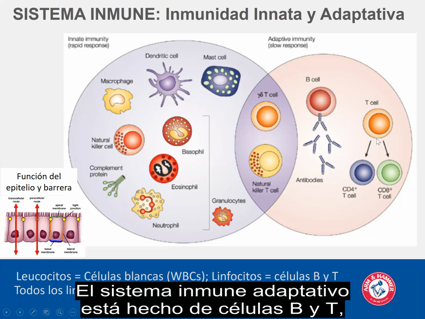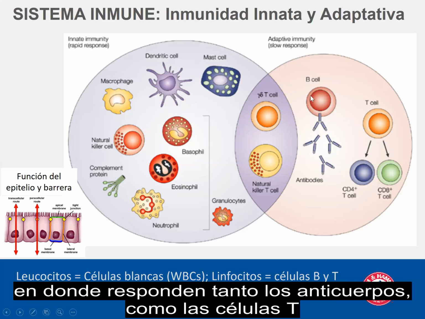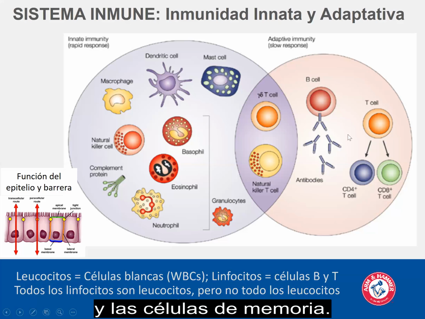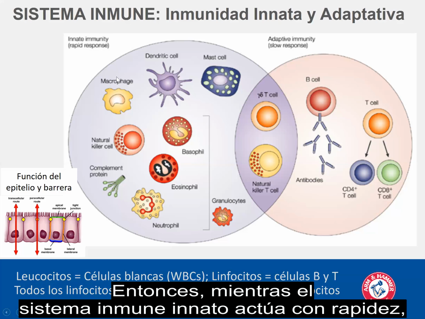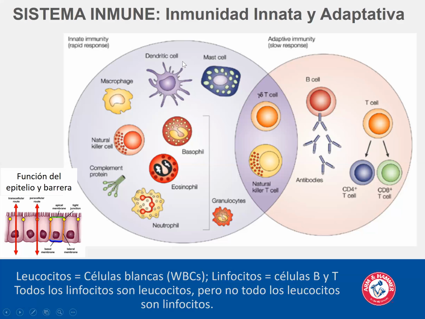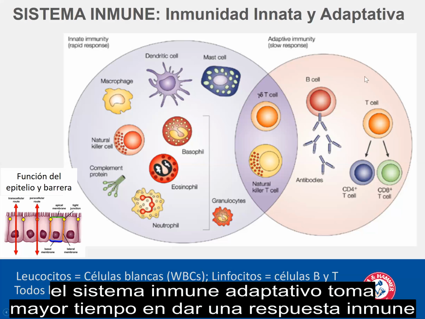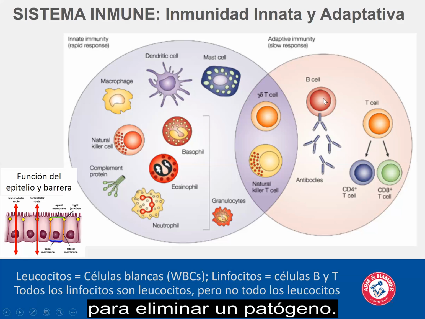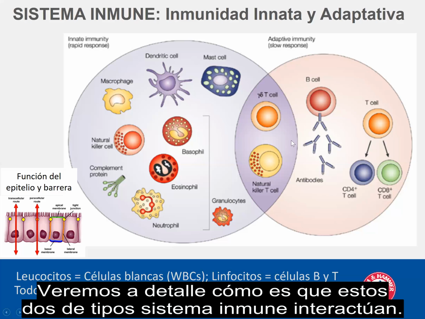The adaptive immune system is made up of B cells and T cells, and it's your antibody response and your T cell response and your memory cell response. So whereas the innate immune system is very quick and fast acting, the adaptive immune system actually takes a little bit longer for it to mount that immune response to eliminate a pathogen. And we're going to talk in a little bit more detail about how these two systems of the immune system interact.